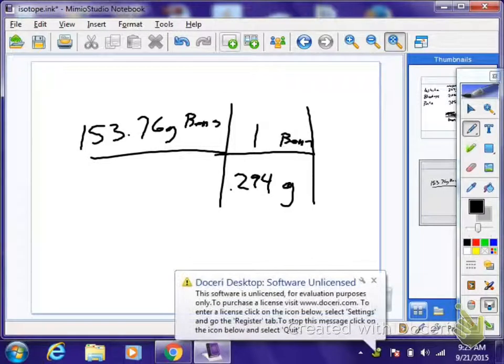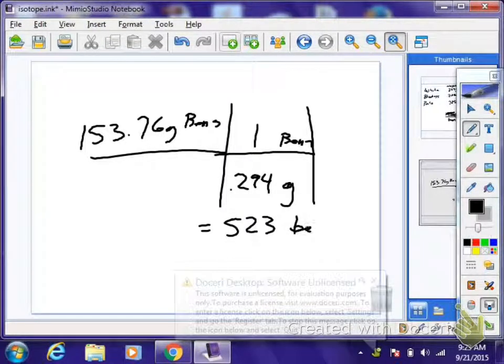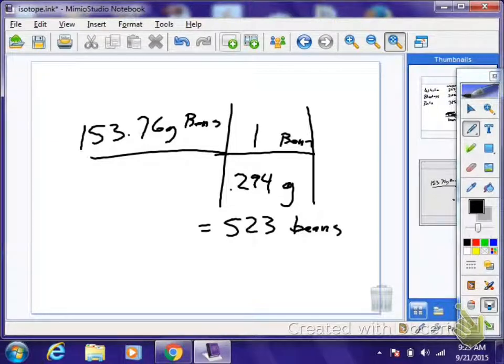If the weight goes up, you have more beans. If the weight goes down, you have fewer beans. That's pretty easy to understand. You know that. So 523 beans. You counted beans in an indirect way. You found the average weight per bean, and then you took the weight of everything, and you came up with a number, 523.